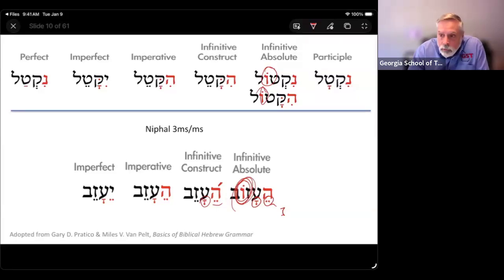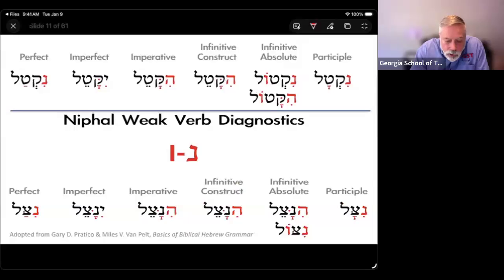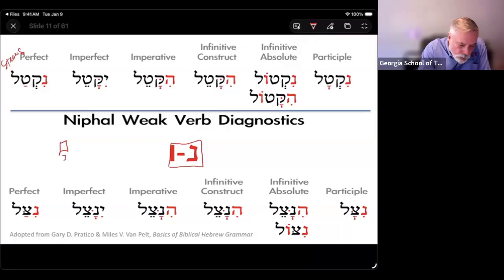Everybody good? All right, now, what do you do with the first noon? Again, these are our strong verbs just for reference. What do you do with the first noon, right? So really what you have is a root one position that is a noon, and a root two position and a root three position. So my first root position is a noon, and then I want to add a noon for the Niphal prefix, right? Well, that's problematic. And so what happens is the noon where it normally exists drops and it will assimilate.